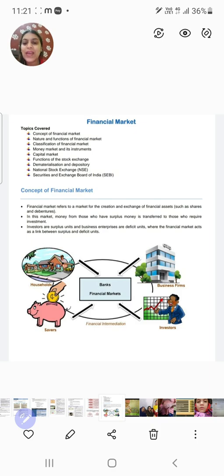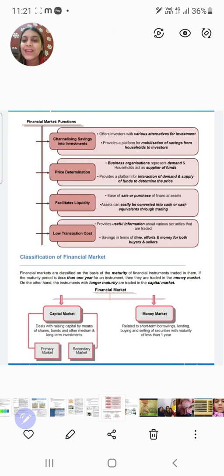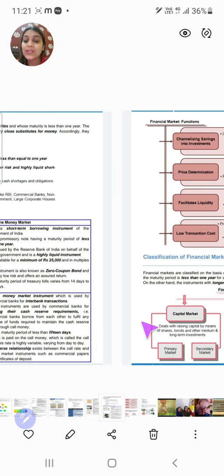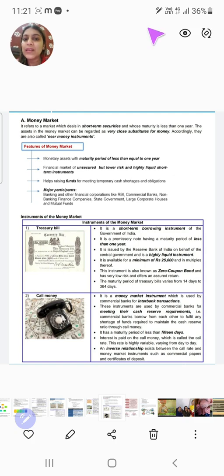As you can see, we have the whole description of financial market, we have already done the concept of financial market, and now we are on the topic of classification of financial market. We have two types, that is capital market and money market. The first one we have to discuss today is money market. Now what is this money market all about?